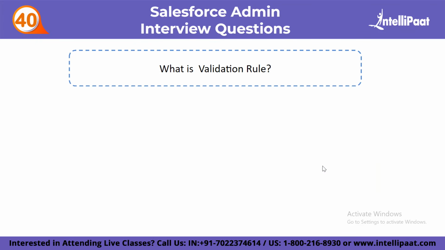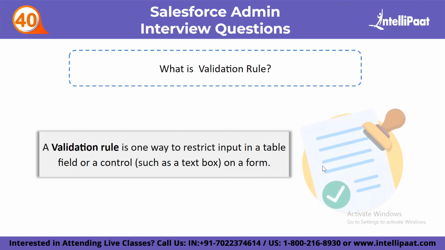Our next question is, what is the validation rule? And the answer is, a validation rule is one way to restrict input in a table field or control, such as a text box on a form. A validation rule can contain a formula or expression that evaluates the data in one or more fields and returns a value of true or false. I hope you got the answer to this question. Guys, this is also one of the most important questions, so please make a mark on this one.